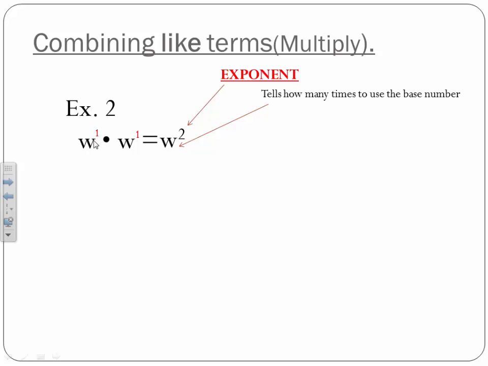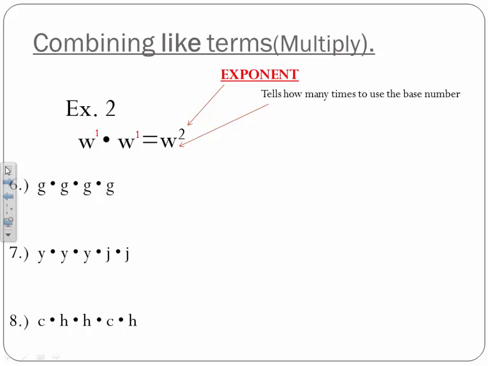So notice what you have here. You have W to the first, W to the first. Look what we did. When you multiply variables, you simply add the exponents. Okay, variable didn't change. The exponent is the addition of 1 and 1.